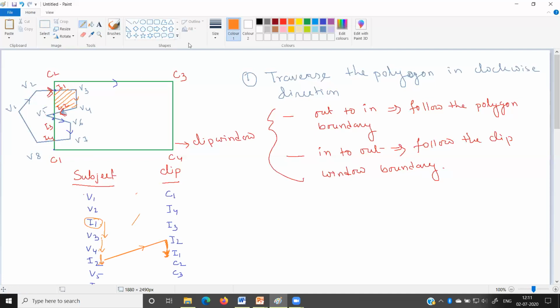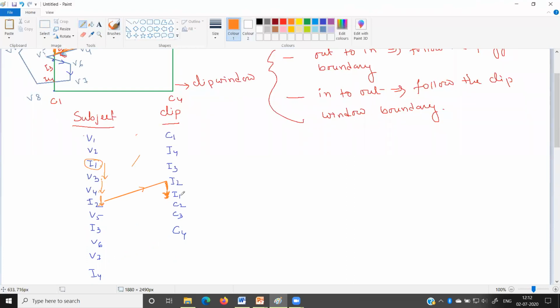Okay. So what I am getting over here is only this particular boundary. I am getting this edge, this edge, and this one. Now after doing so, as I am able to get my previous intersection point, I have to stop. After stopping, you have to start from the next intersection point. So what is the next intersection point? The next intersection point is this one, I3. So I have to start from I3.